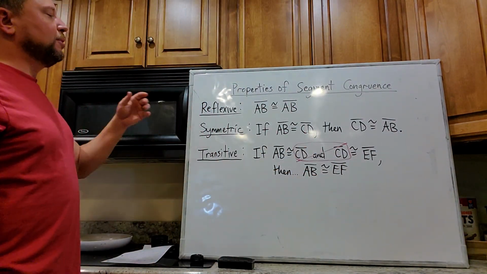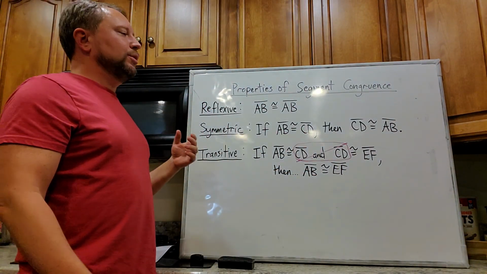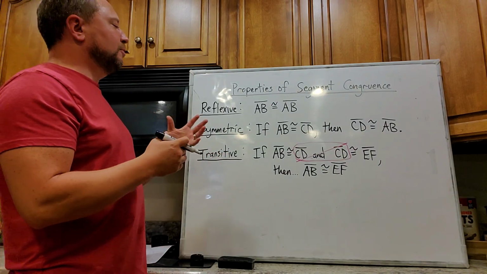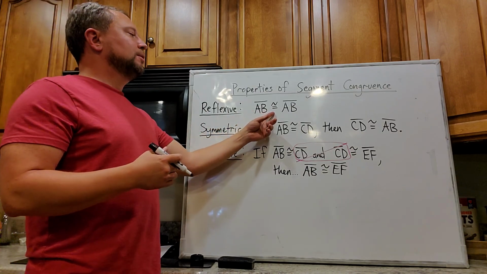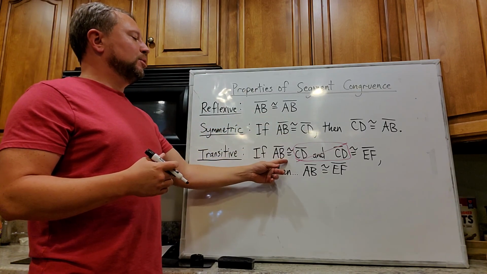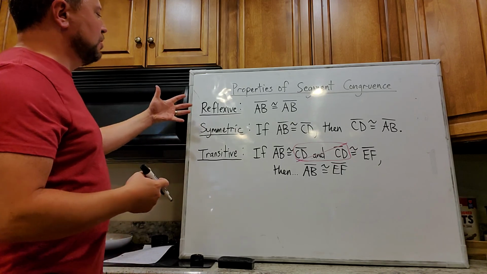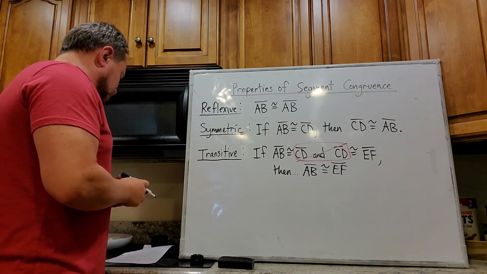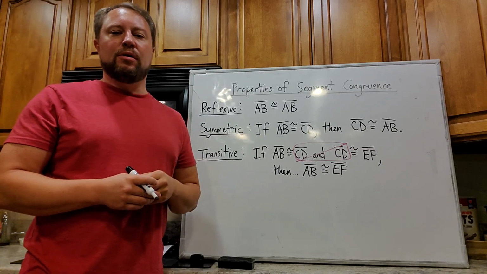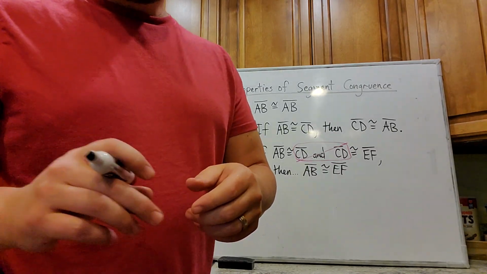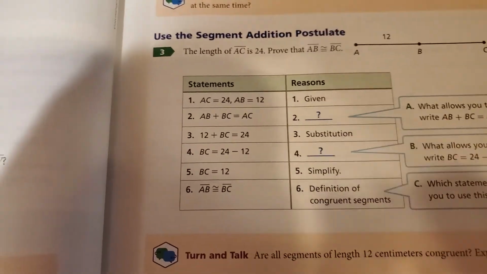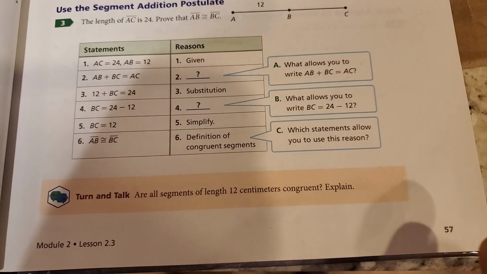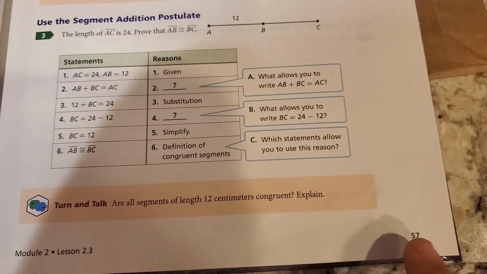And these three properties are really all you need when you're working with proofs. If you have to involve some properties and you want to use the congruent symbol, then you're going to be using these properties in those proofs. Speaking of which, let's go ahead and try one of those proofs. The proof I want to try here is the one right out of your textbook on page 57.